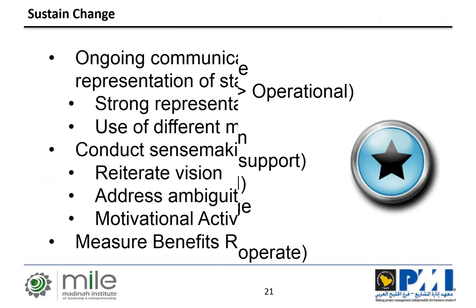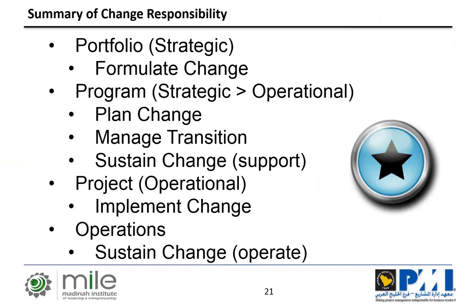Now, the last thing about the framework is who is responsible for what. On the portfolio side, because this is a strategic activity, these are the areas that typically formulate the change. When you're moving into planning the change, managing the transition, and sustaining the change, supporting that, you're moving into a more operational area, and this is typically what program managers do. And finally, the actual implementation of the change falls into the project team. Now, who sustains the changes? Basically, the operations or the business areas are the ones that are called to sustain the change over time.